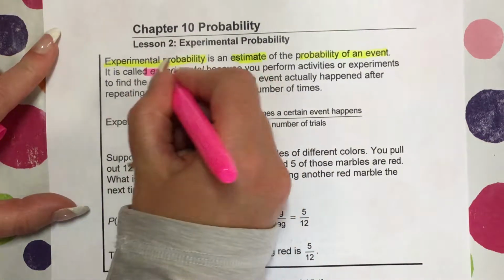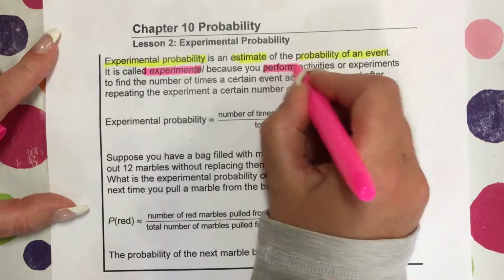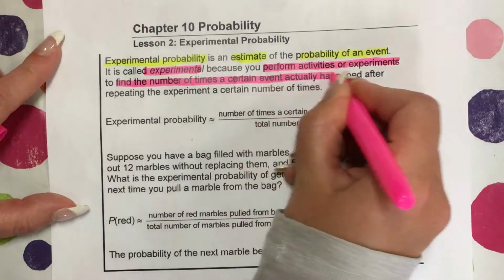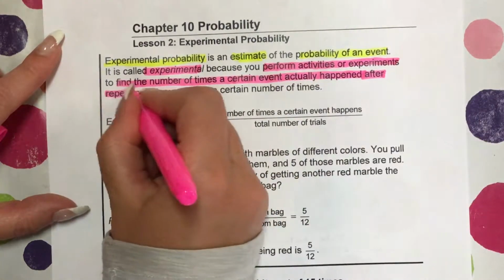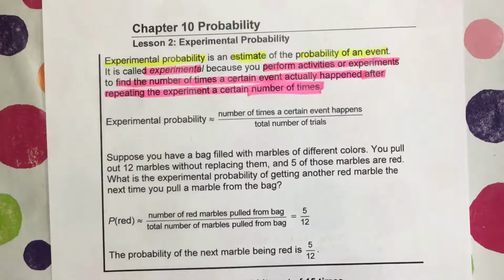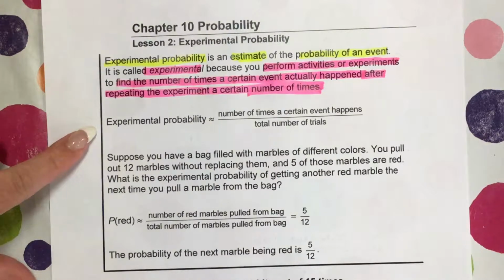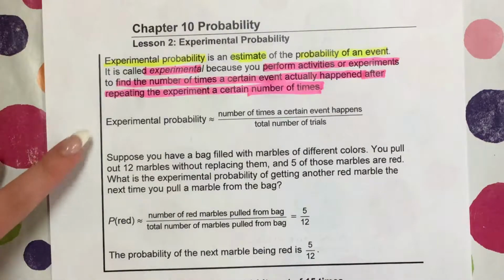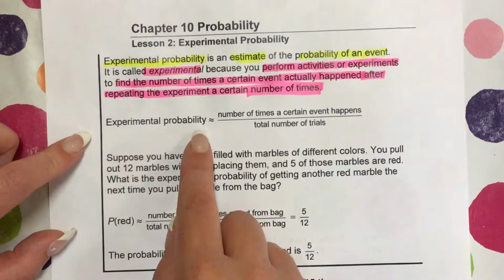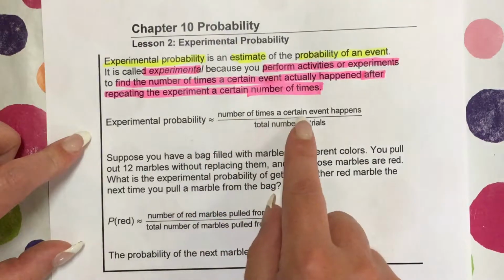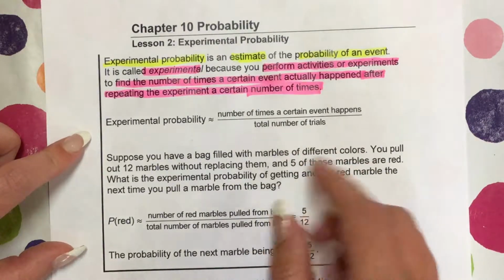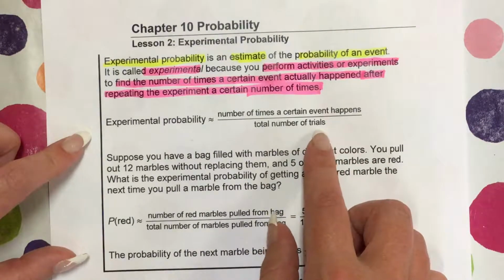So it's called experimental because we perform activities or experiments to find the number of times a certain event actually happens after repeating the experiment a certain number of times. So that's very, very key for this particular type of probability, experimental probability. We are conducting an experiment, and we get our data off of conducting an experiment. So experimental probability is approximately the number of times a certain event happens over the total number of trials, or the times that you tried to do the event.